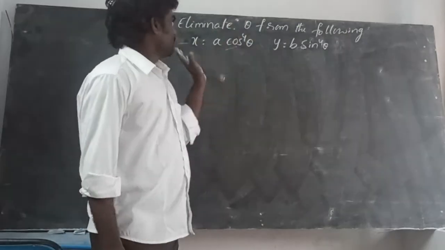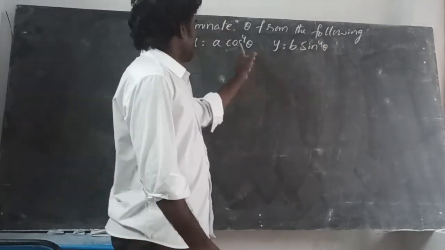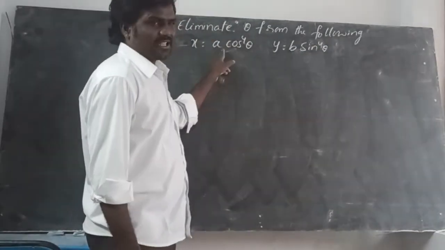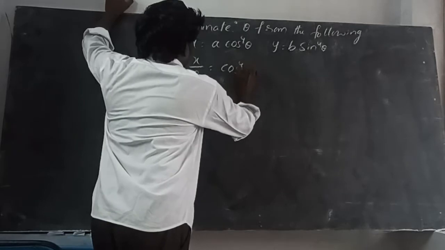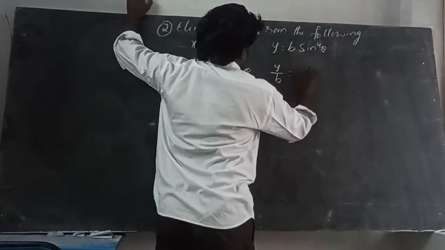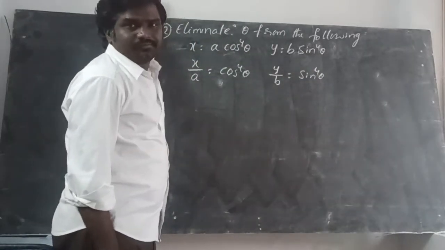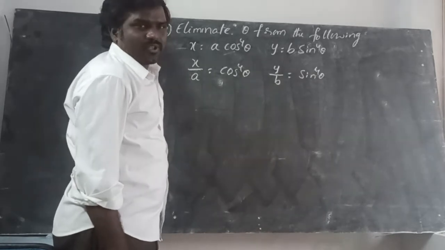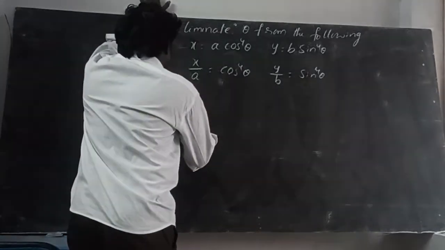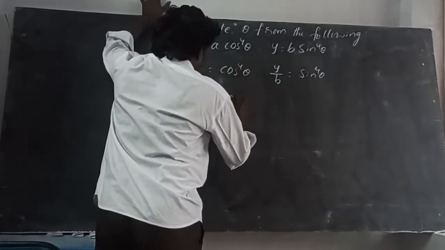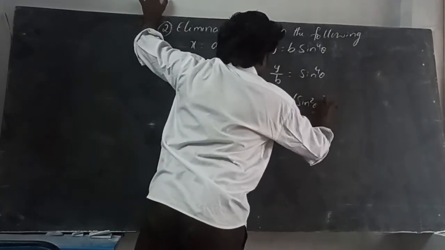Next, eliminate theta. x is equal to a cos power 4 theta, y is equal to b sin power 4 theta. Here a is multiplied, so this a comes to divide. That is x by a is equal to cos to the power of 4 theta, y by b is equal to sin to the power of 4 theta. This 4 you can write as 2 into 2. A power m into n we can write as a power m whole power n. That is x by a is equal to cos square theta whole square, y by b is equal to sin square theta whole square.